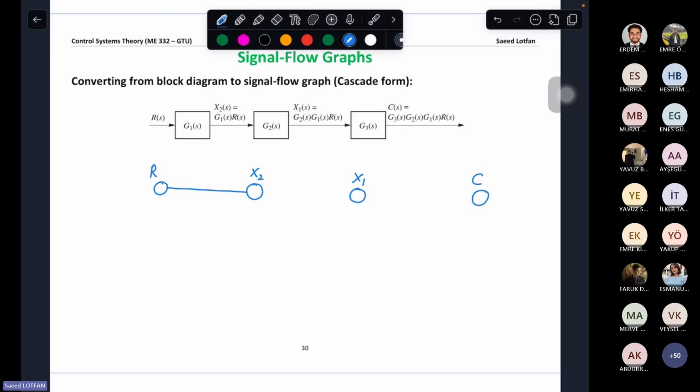So this flow is G1, this flow is G2, and this flow is G3. So in the cascade form, T equal to CS over RS is G1, G2, G3. They just multiply each other as we had for the block diagrams.